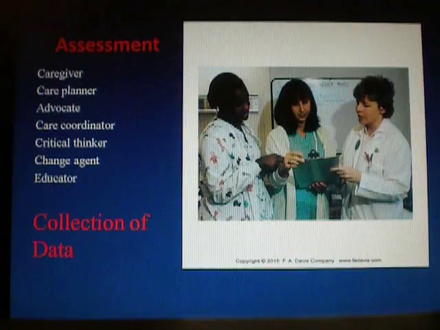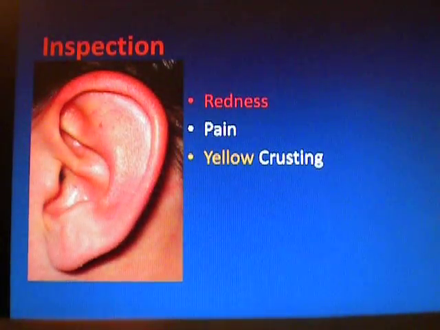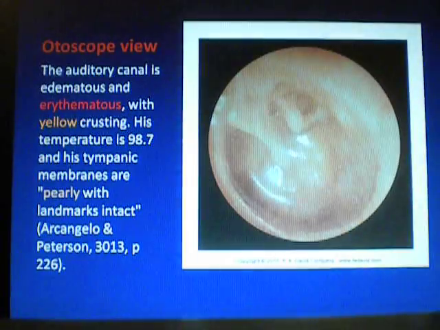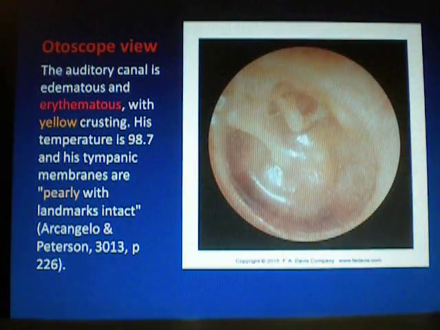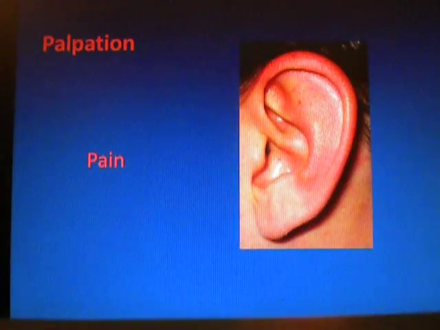During the assessment, we will collect data from the patient and physical assessment of the ear. Upon inspection, we see redness and yellow crusting. Otoscope view shows that the auditory canal is reddened and has inflammation. The tympanic membrane is pearly and intact. Pain is noted upon palpation of the ear.